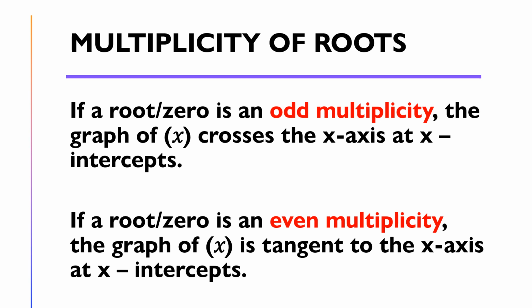Pero kung halimbawa naman, ang roots ay with even multiplicity, like 2, 4, 6, so on and so forth, it is tangent to the x-axis. Pag sinabi natin tangent to the x-axis, ibig sabihin, magkakaroon siya ng turning point sa x-axis. Tatama siya doon sa mismong x-axis, and then saka siya liliko. So, makikita niyo yan mamaya kapag nag-graph na po tayo.